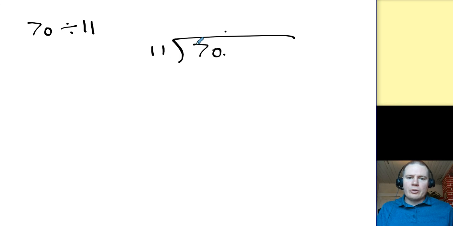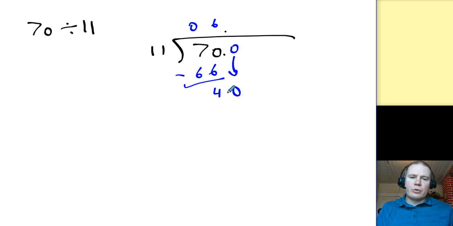So 11 doesn't go into 7. 11 goes into 70 6 times. 70 minus 66 is 4. 11 goes into 40. Not 6 times. It's not going to be 6 forever. 11 goes into 40 3 times, because 11 times 3 is 33. Now I get a 7 again.